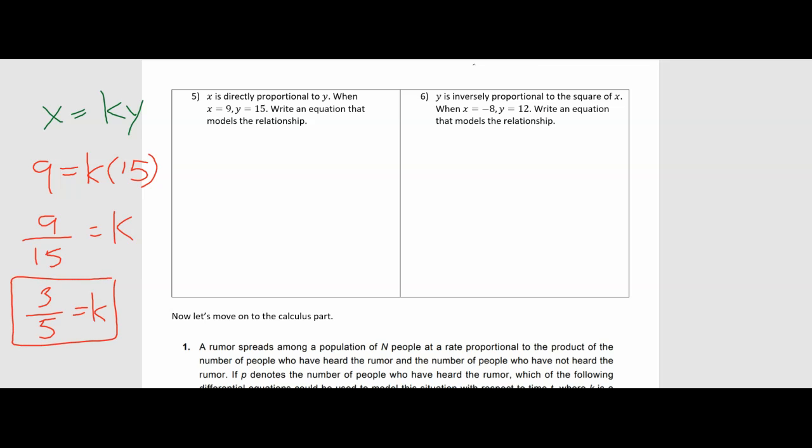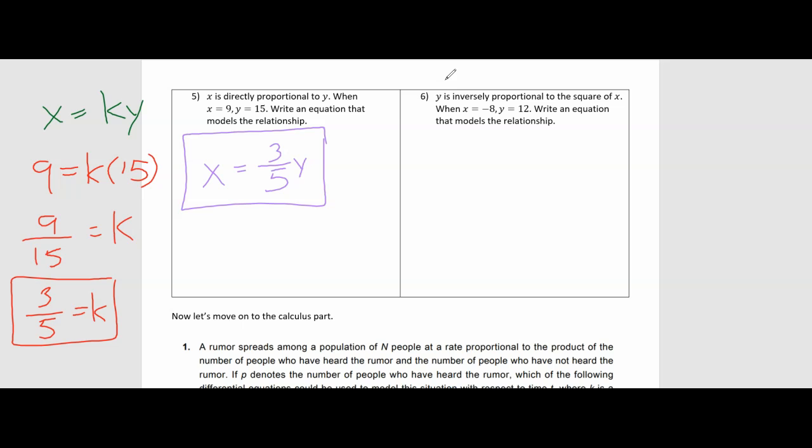So it says x is directly proportional to y. So I have x is equal to k times y. Now it says when x is equal to 9, y is equal to 15. And if I want to solve for this k value, I'm going to get 9/15 is equal to k. Might as well simplify, so I'll get 3/5 is equal to k. So our new equation becomes x is equal to 3/5 times y. So we know that our constant of proportionality is 3/5.